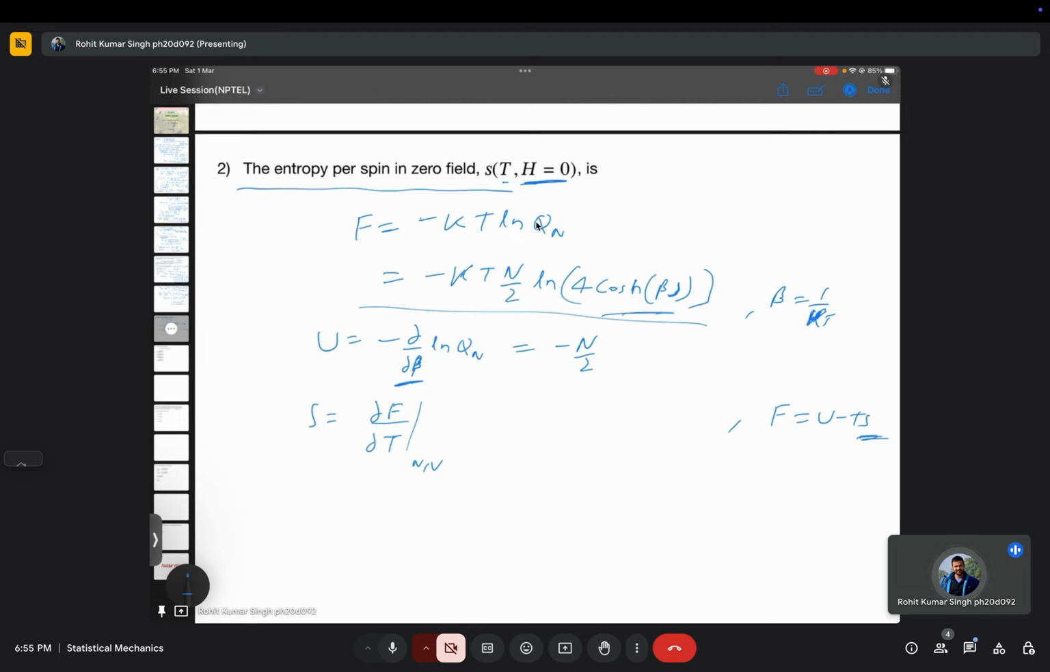So differentiating this will give you, simply del by del beta of log of 4 cos h beta J. Differentiating cos h gives you sin h, right? And since it is log, cos h will first come down, and here J will come outside. You will get sin h beta J, right?